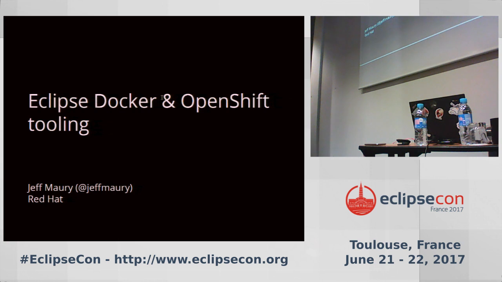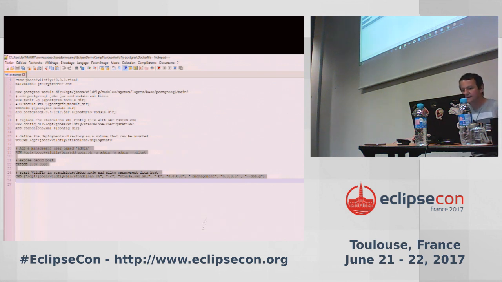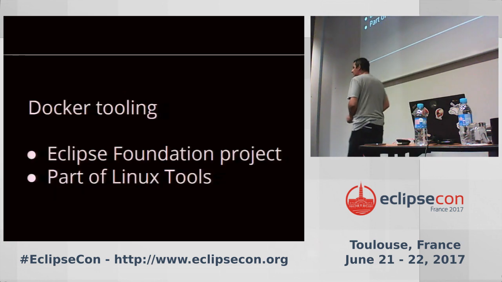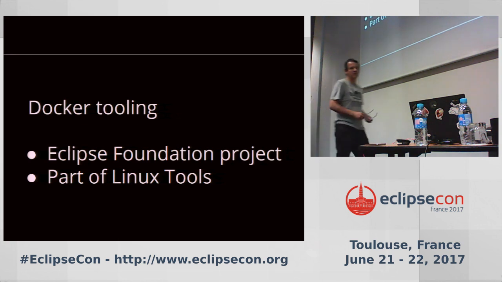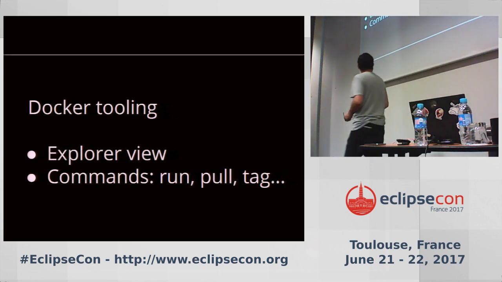We're going to have just a few slides to present, and a bunch of demos. So Docker tooling is an Eclipse Foundation project. It's part of the Linux Tools sub-project. Red Hat has a lot of contributors on this project. The great added value of this project is that you see the Docker assets, images, containers, and so on through an Explorer view, and you have user interface commands. So you can pull an image, you can tag an image, you can start a container, and so on.